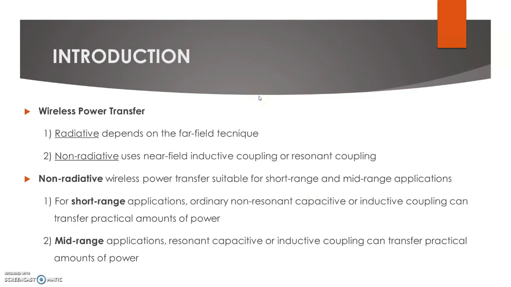I want to present the introduction for our project. Wireless power transfer has two types, which are radiative and non-radiative. Radiative depends on the far-field technique, but non-radiative uses near-field inductive coupling or resonant coupling. Non-radiative wireless power transfer is suitable for short-range and mid-range applications.